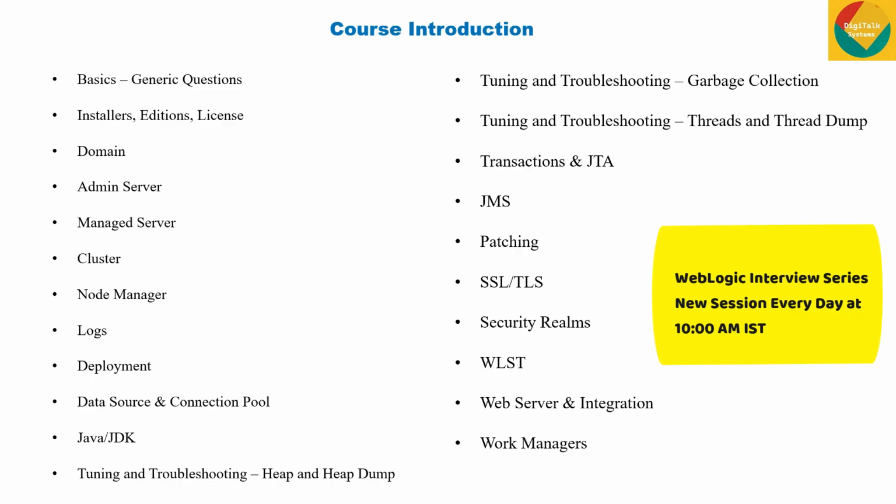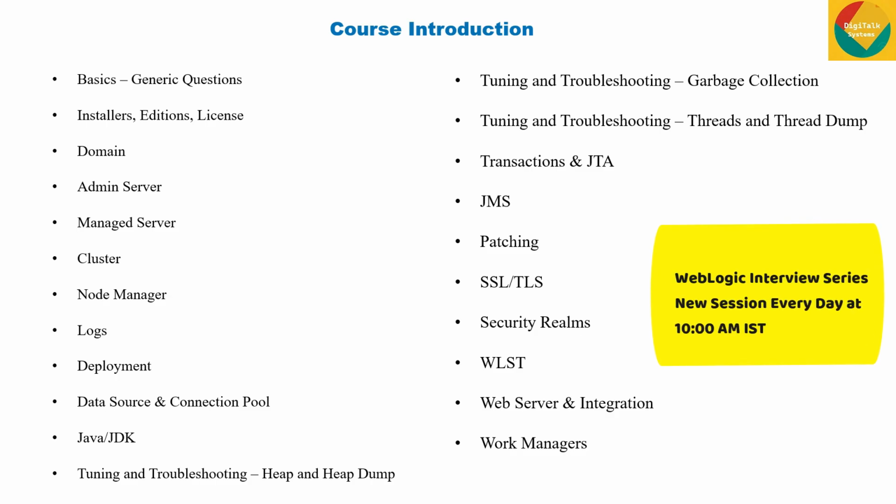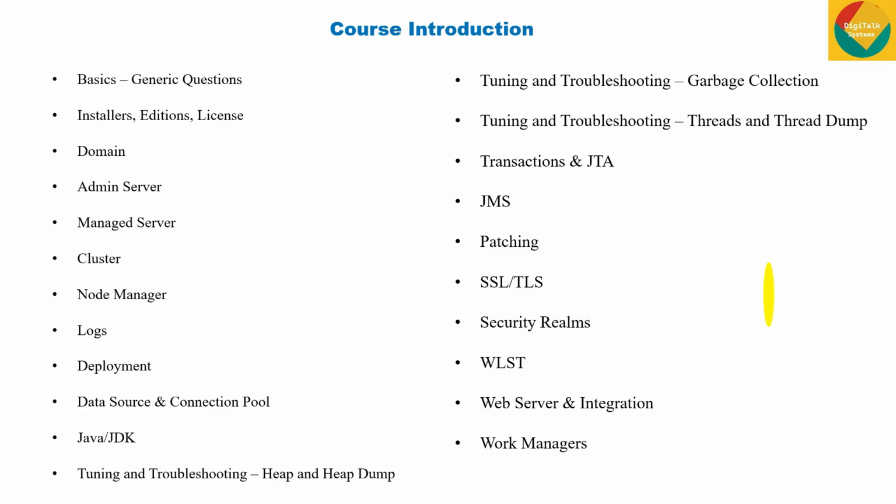Because whenever your application needs connections from the database, it utilizes the data source and connection pool. There are a lot of parameters that we specify in the data source and in the connection pool. So what is the purpose of each and every parameter, and how can we tune them? Everything we will cover in detail. Then we will cover some important questions and answers related to Java and JDK.